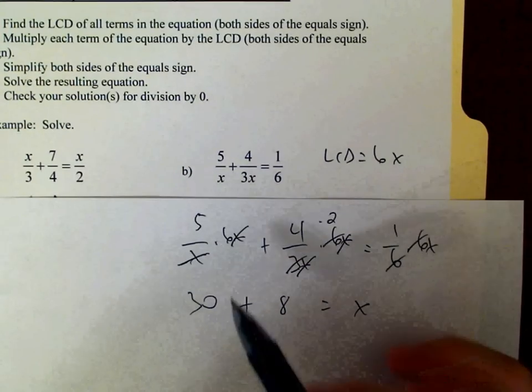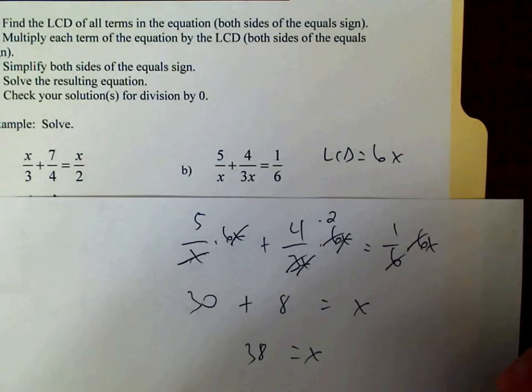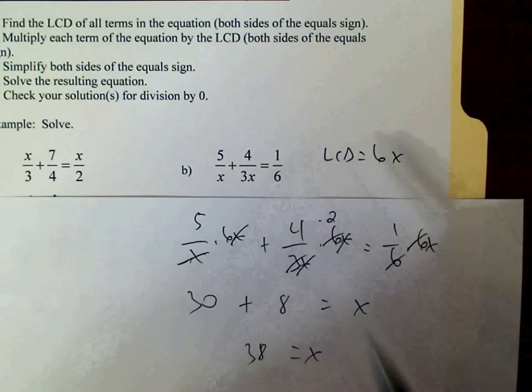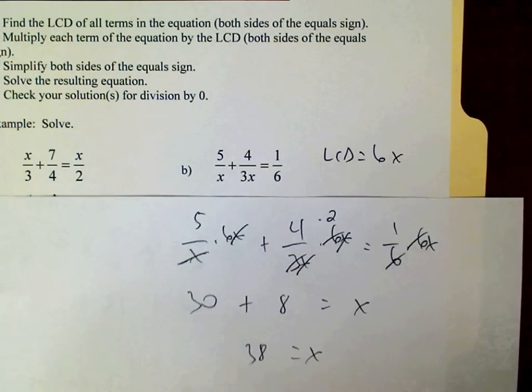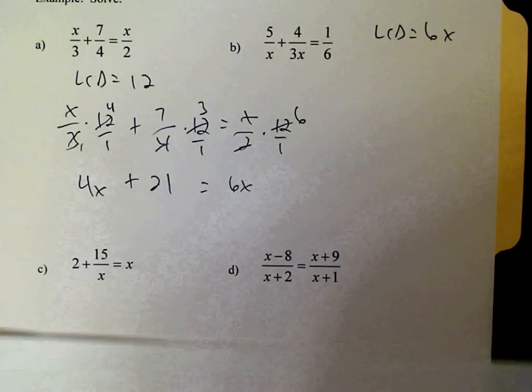And then I take 30 plus 8, which is 38. And that's what x equals. If I substitute it back in, there's no way I'm going to get division by 0. So therefore, I'm done with this example. Let's go to another example. This may be a little bit more fun.